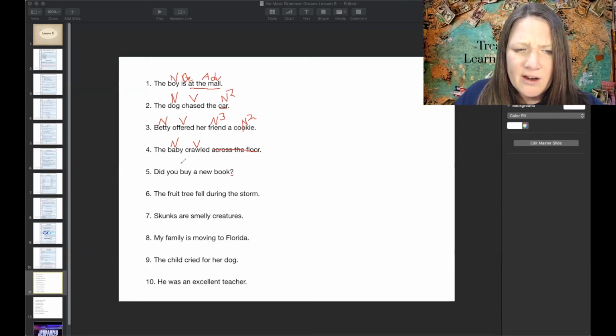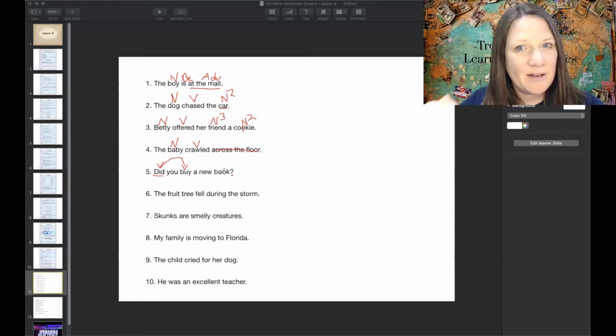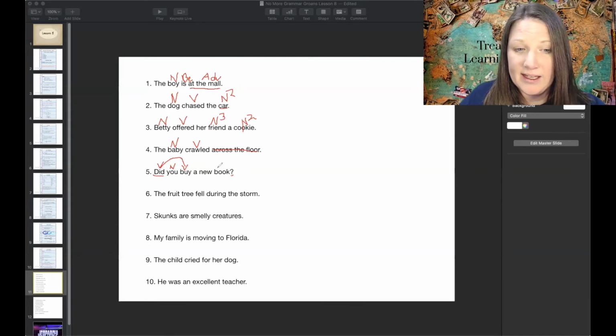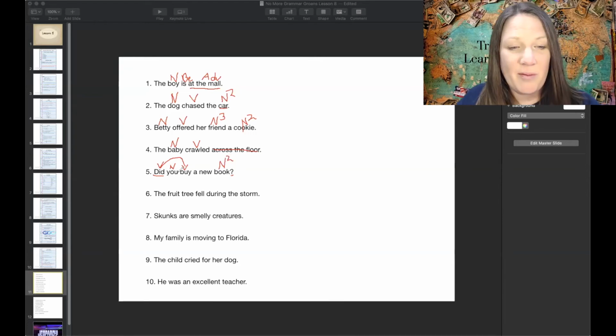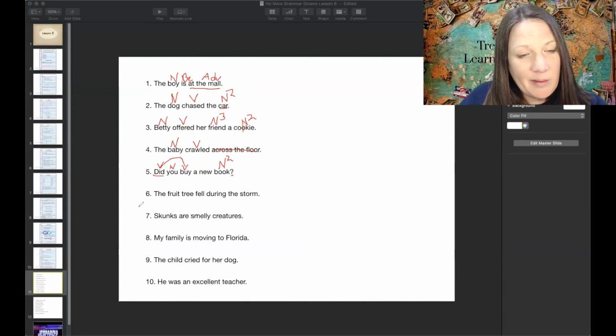The verb here is buy. What is happening? Buy. But we have this helping word over here. We need to connect the two, did buy. Now, who did buy? You. That's the subject. You did buy what? Book. So what would book be? Book needs to be a direct object. You did buy book. Number 6.